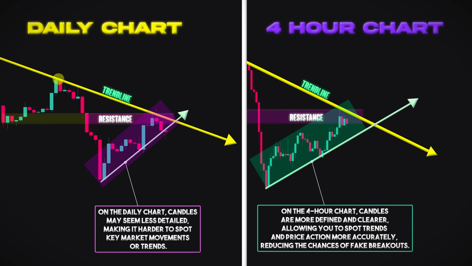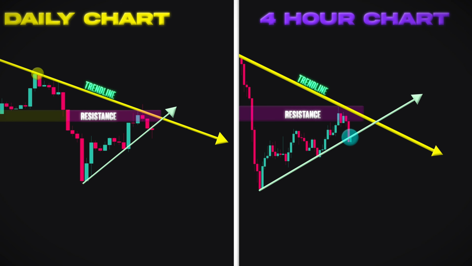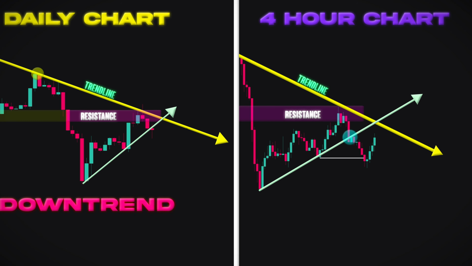Now, the next step is to trade based on the lower time frame. We notice that the mini trend line has been broken and the price has dropped below the previous low. This confirms that the short-term uptrend is over. Given that the overall market is still in a downtrend, this is a good opportunity for a short trade.